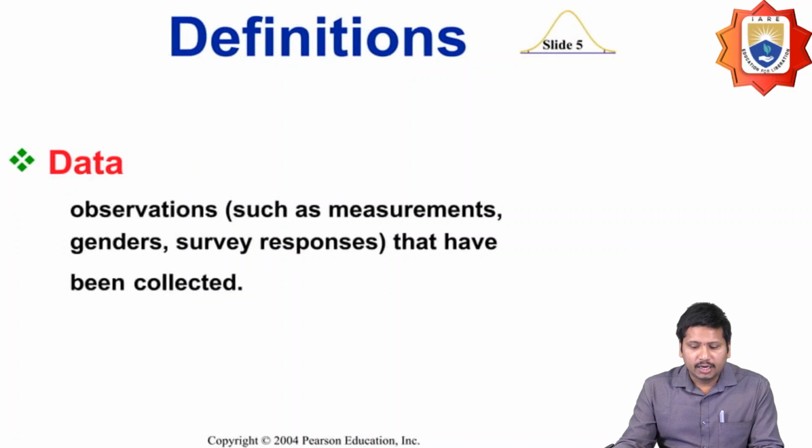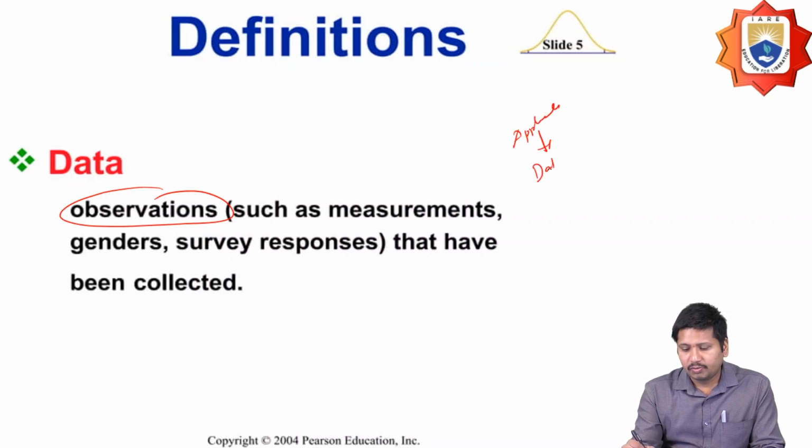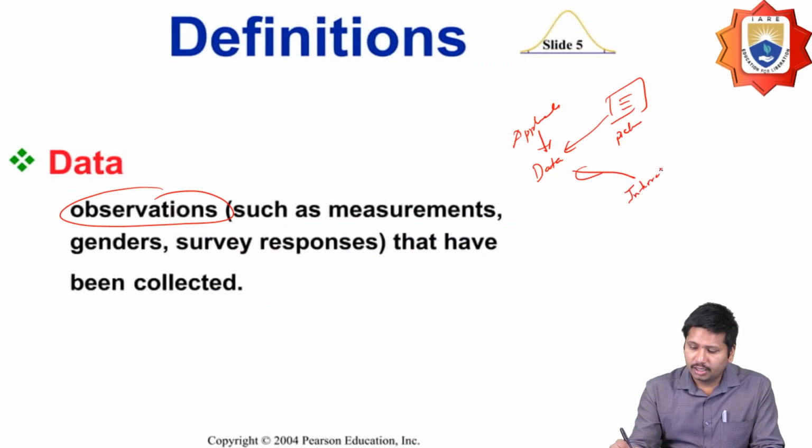The very first thing is the definition. What is data? Data is nothing but an observation, such as measurements, or it may be a gender, or survey responses that have been collected. If I take any application, by observing it we are able to extract the data, or by seeing a picture we can extract the data, or we can get the data from various sources like internal sources and external sources.